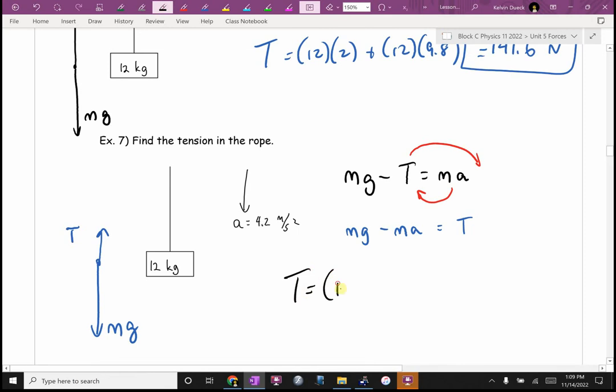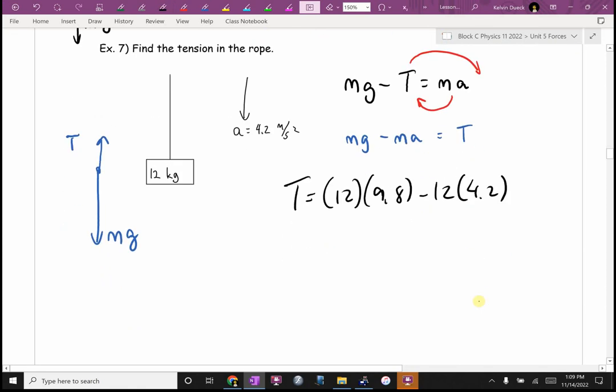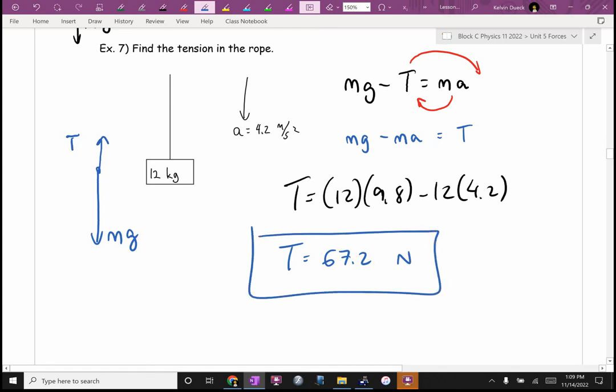Because now, what was M? 12 times G, 9.8, minus 12 times 4.2. What do you get? 67.2. Units, it's a force. Okay. Yep. Quickly, buddy.